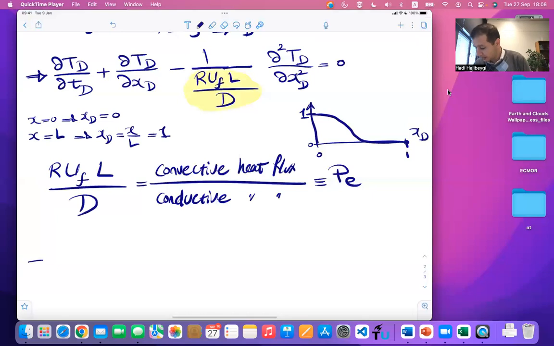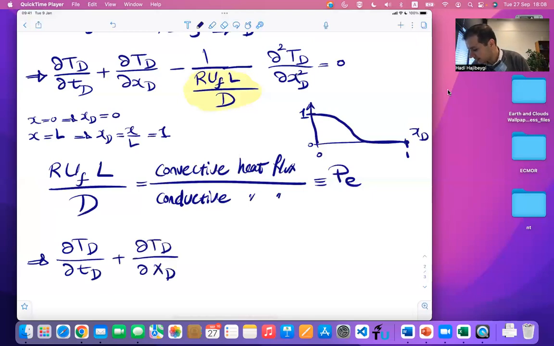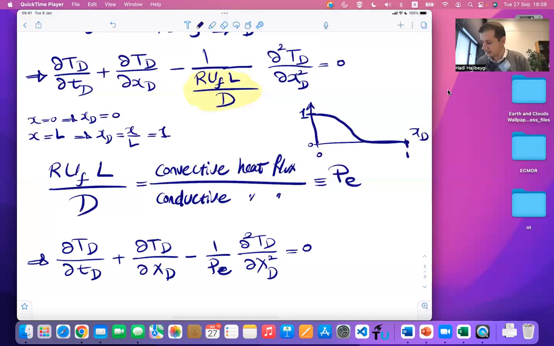And therefore, I can rewrite my equation quickly as the derivative of temperature with respect to time plus the derivative of temperature with respect to dimensionless space minus 1 over the heat Peclet number times the second derivative of T dimensionless over dimensionless space is 0.